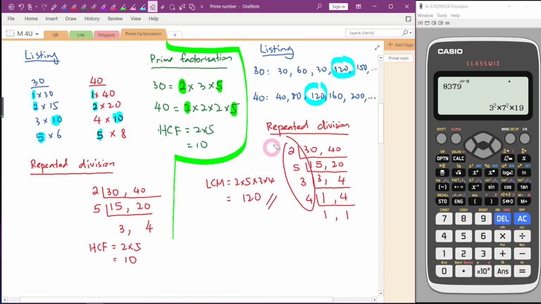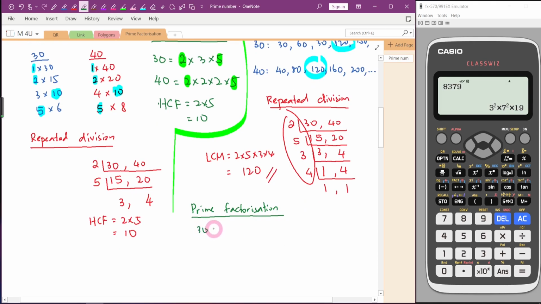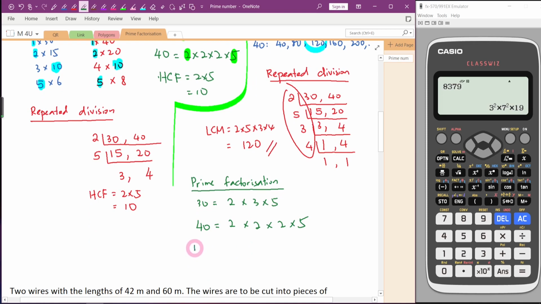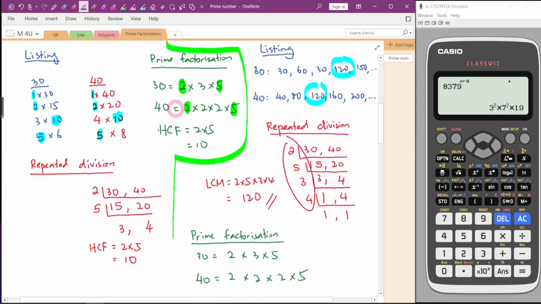Let me show you the last method, prime factorization. Okay, so I just copy this one. 2 times 3 times 5. So 40, 2 times 2 times 2 times 5. Okay, this one you have to be more careful. How do we get LCM? Slightly different from this.